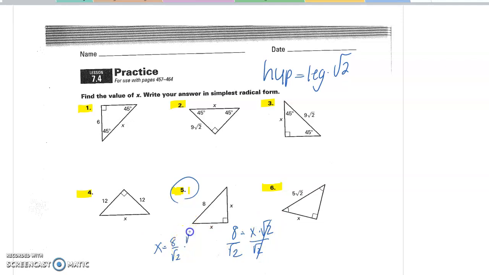Not bad, except you must get rid of it off the bottom. So it becomes 8 root 2 over 2, which is a great answer, except 8 and 2 can simplify to 4 root 2. And then, just be careful. That was the hypotenuse. In number 2, this is a leg. 9 root 2 is the leg. The hypotenuse is x. The hypotenuse is always across from the 90 degrees. So x equals 9 root 2 times root 2. So x equals 9 root 4, careful, x equals 18 because 9 times 2, the square root of 4 is 2.